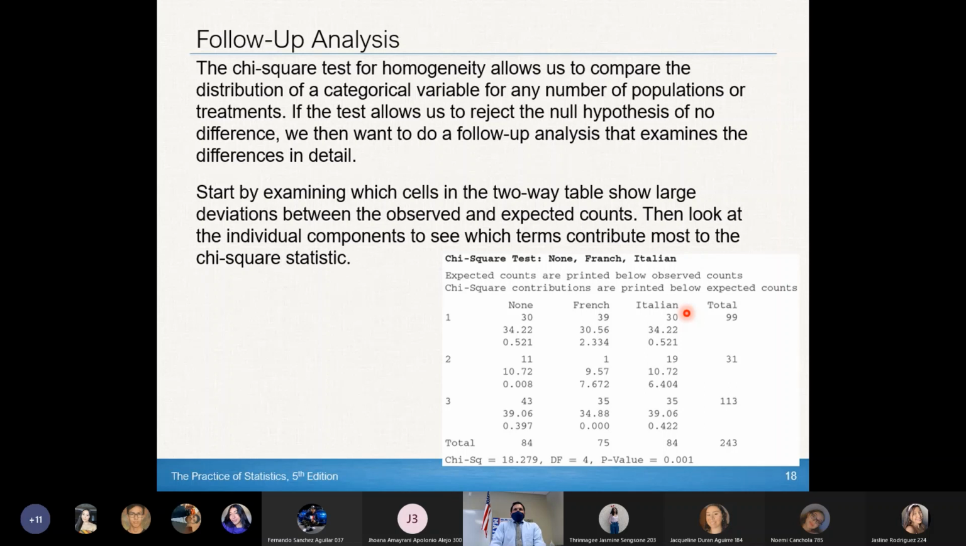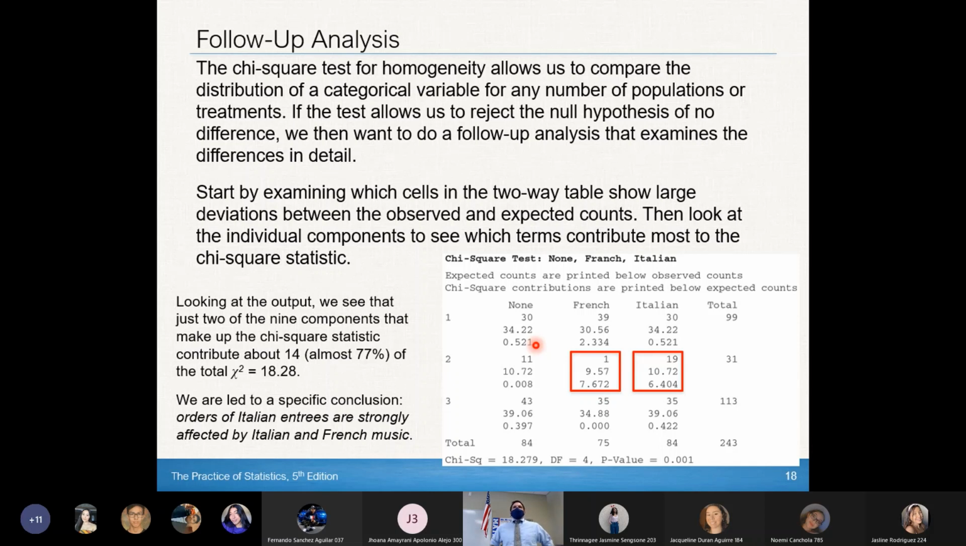We'll start by examining which cells in the two-way table show large deviations between the observed and expected counts. Then look at the individual components to see which terms contribute most to the chi-square statistic. We have this little table here that has a breakdown of the 3 treatments and essentially the French, Italian, and other categories. It starts with the observed count, expected count under that, and then the contribution to the chi-square statistic under that. It has it all in one shot here.